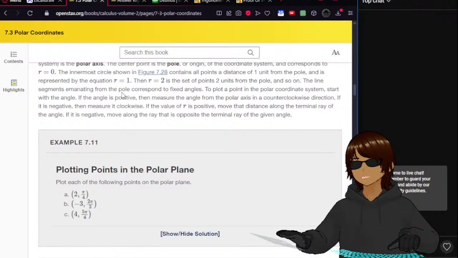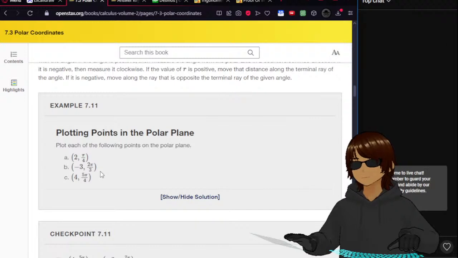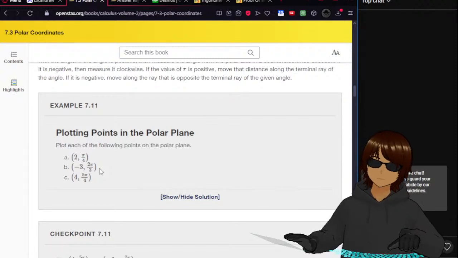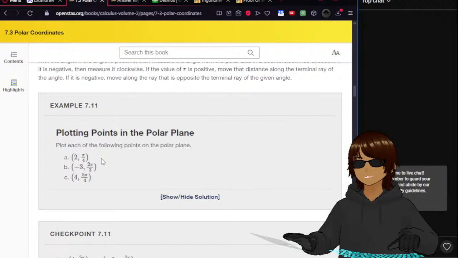The line segments emanating from the pole correspond to fixed angles. To plot a point in a polar coordinate system, start with the angle. If the angle is positive, then measure the angle from the positive axis in a counterclockwise direction. If it is negative, then measure it clockwise. If the value of r is positive, move that distance along the terminal ray of the angle. If it is negative, move along the ray that is opposite the terminal ray of the given angle. Plotting points in the polar plane. Plot each of the following points on the polar plane.